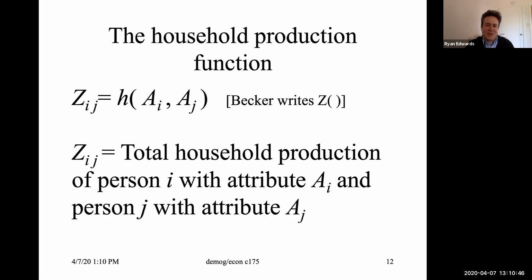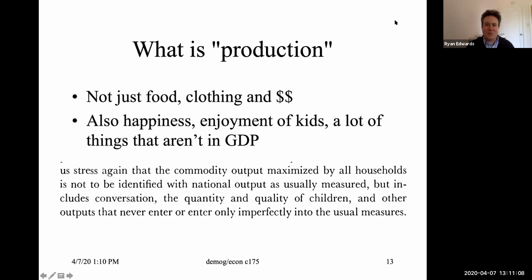So let me just touch on the bird's eye points here. There's a household production function, uppercase Z, which is some function H of these 2 inputs, the attributes of these 2 people. So that's kind of like a utility function, if you like, but the point is it's household production. What exactly is production? Well, it's money stuff, but it's not just that. It's also things like happiness and enjoyment of kids, a lot of things that are not in GDP. And that was, at the time, a very novel way of looking at things.